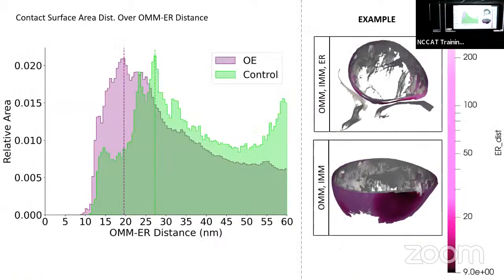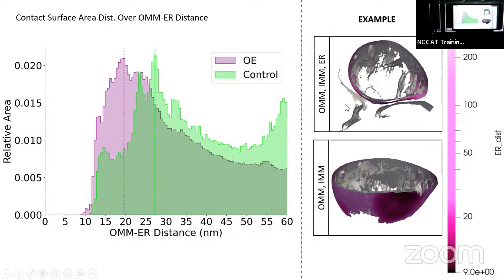All right, and then you can do aggregate analysis. This is the ER-mitochondrial distance plotted over all the tomograms between overexpression and control, and you can see there's a shift, which we think is due to the overexpression. And this is an example of how that looks in one specific tomogram.